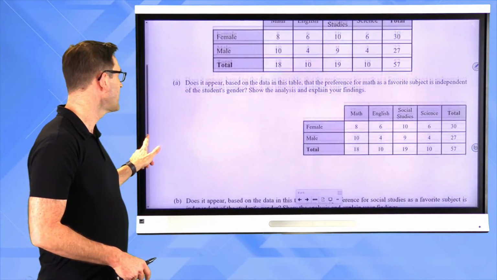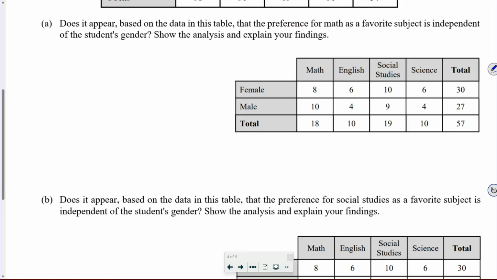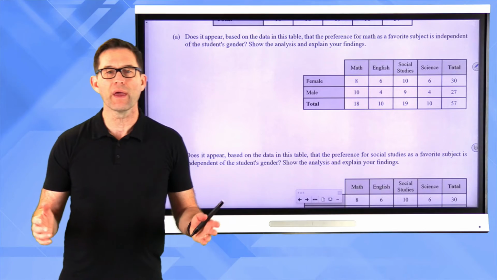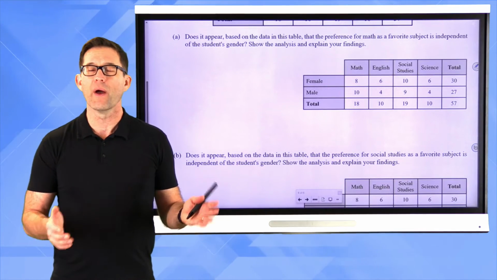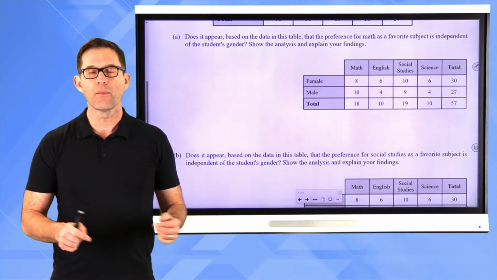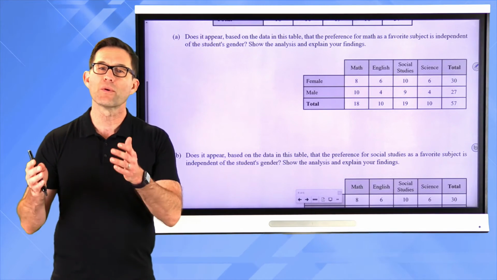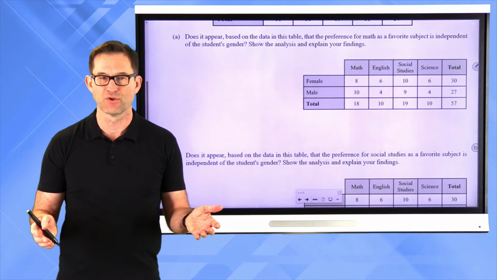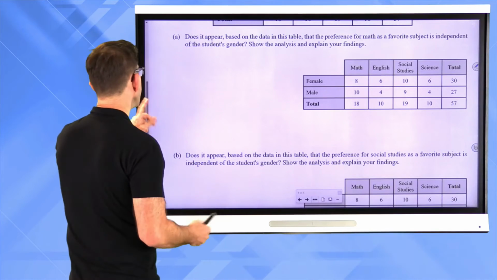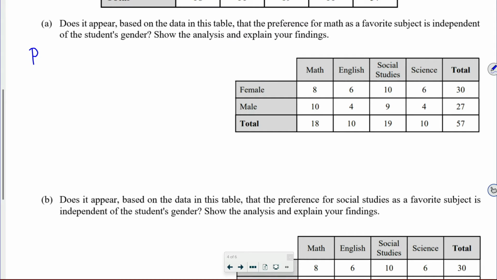So let's take a look at letter A. Does it appear, based on the data in this table, that the preference for math as a favorite subject is independent of the student's gender? Show the analysis and explain your findings. Okay, great. So here's how we're going to do anything like this. The first thing I want to know is the overall probability that a person would prefer math as their favorite subject, right? So the first thing I'm going to do is find the probability that they prefer math.